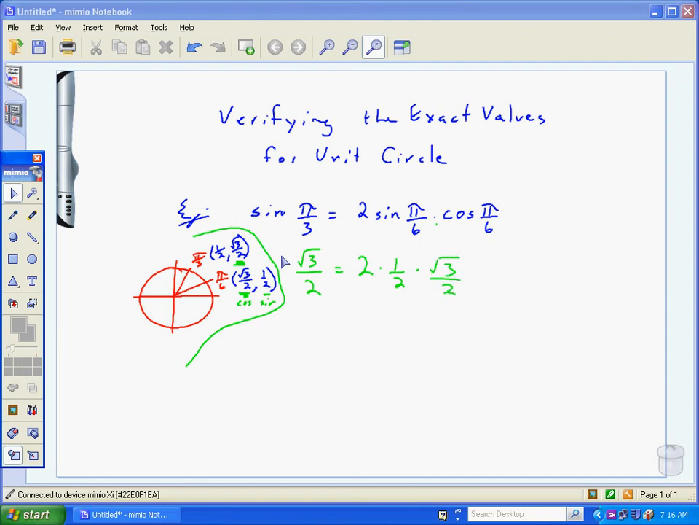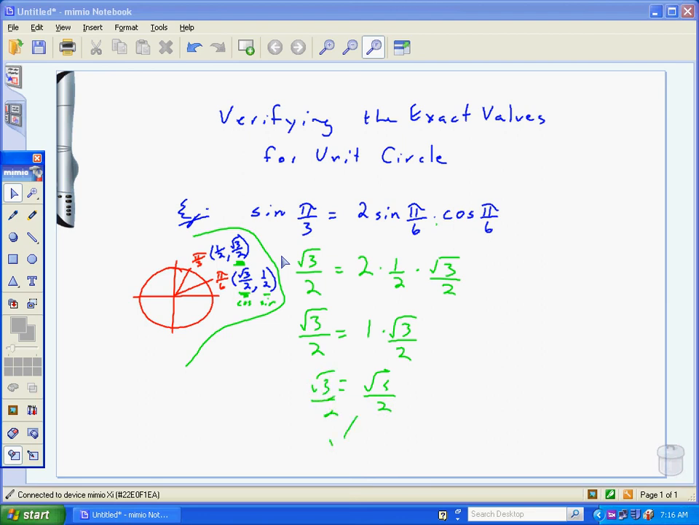Okay, so now we're all filled in. Now we just have to do the solution. So the root 3 over 2 is equal to 2 times a half is 1 times root 3 over 2, and as we all know, 1 times anything is itself. So there we go. We've just verified it.